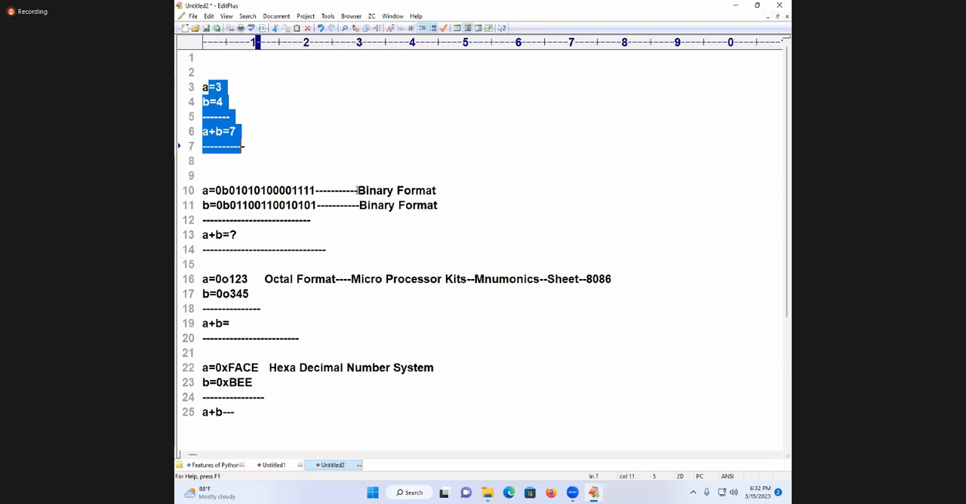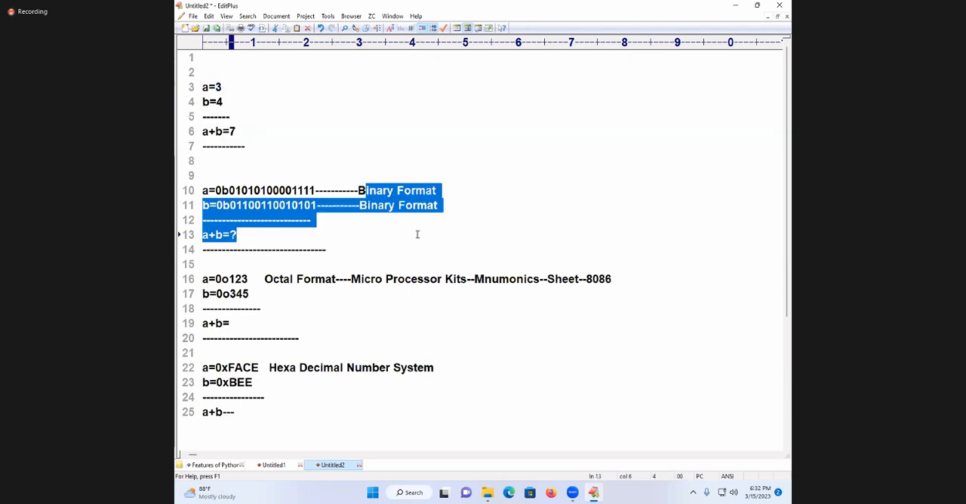That's why Python converts into the understandable format. It is known as what? High level language. Even a high level language value can be converted into binary format, octal format, and that's why Python language acts as a conversion between the number systems.